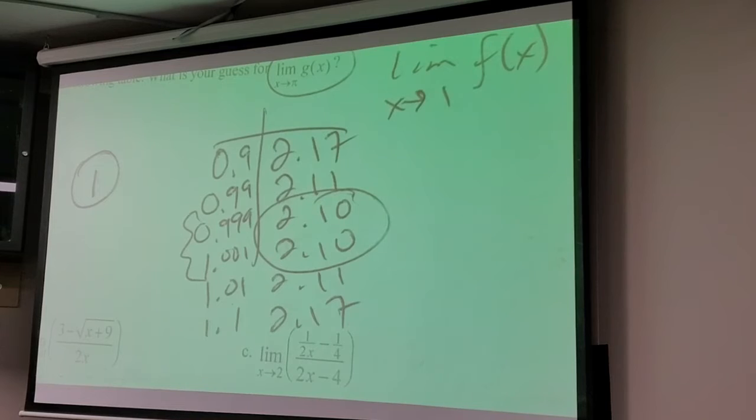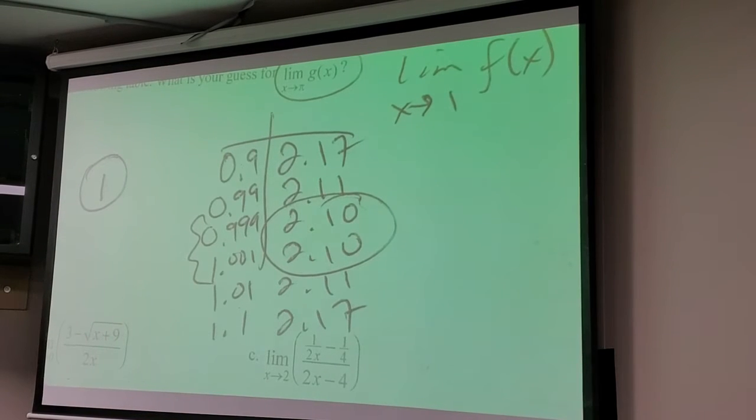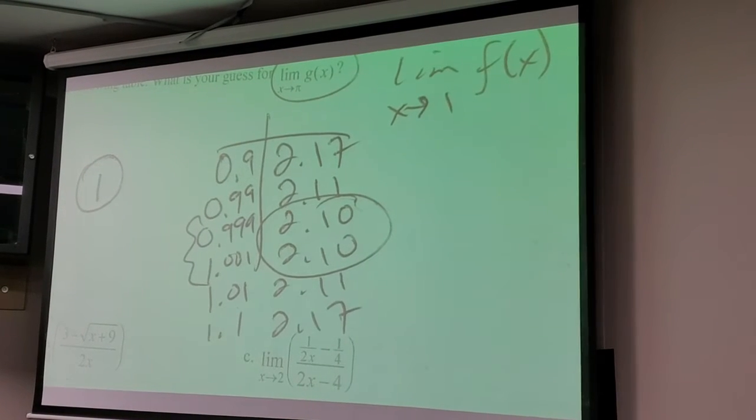Are you guys with me? Okay, so you're going to see problems exactly like this. You can construct them in your calculator, and now you know how to make the table in your calculator, which is really great. So you don't have to do each one individually. All right.